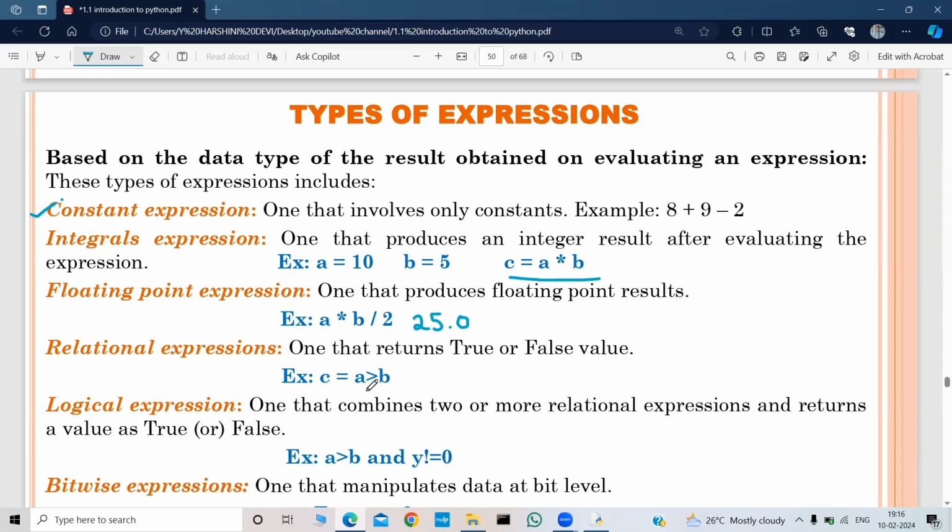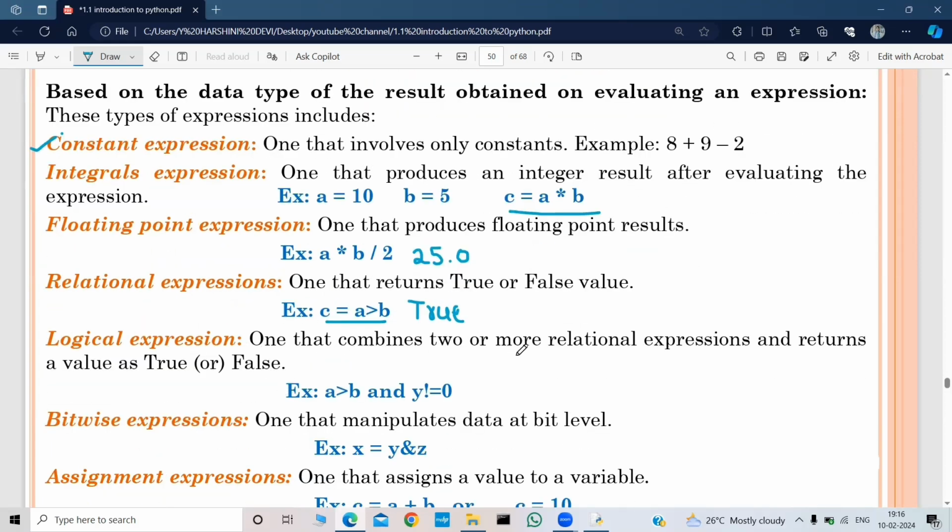If you see this expression, 10 is greater than 5, this will give you the output of true. So then this expression is a relational expression. And then the logical expression, one that combines two or more relational expressions and returns a value as true or false. This is one relation, and this is also another relation. We combine these relations with a logical operator, right? And it returns the value, might be true or false, then that was a logical expression. So if we use a logical operator in between two relational expressions, then that is a logical expression.